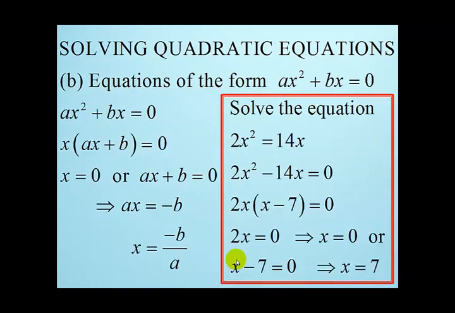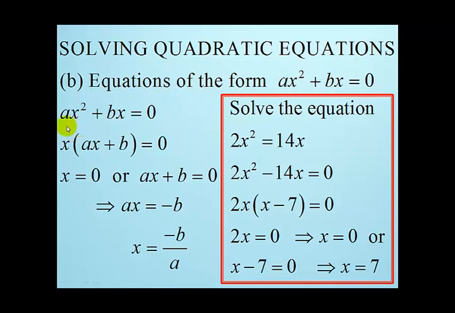Now we consider equations of the form ax squared plus bx plus 0 equals 0. That is when the constant is equal to 0. The quadratic equation becomes ax squared plus bx equals 0. There is no constant, so there is no plus c. So let's consider equations of the form ax squared plus bx equals 0.